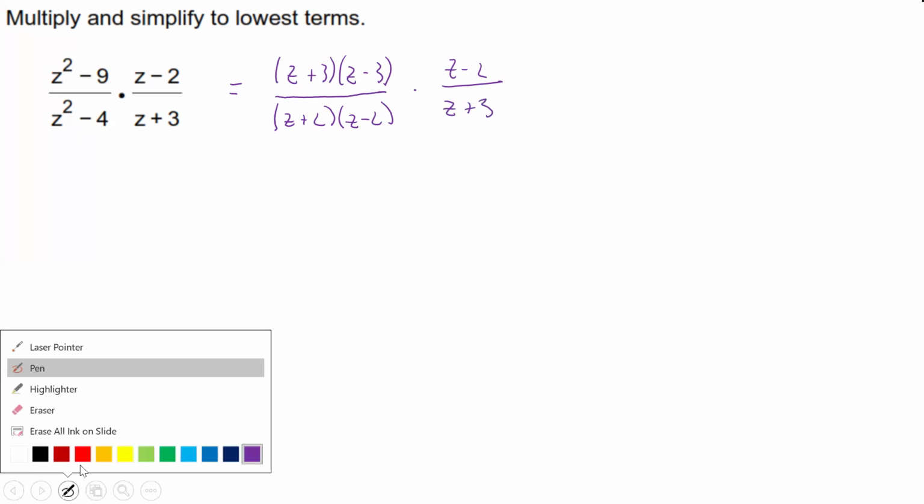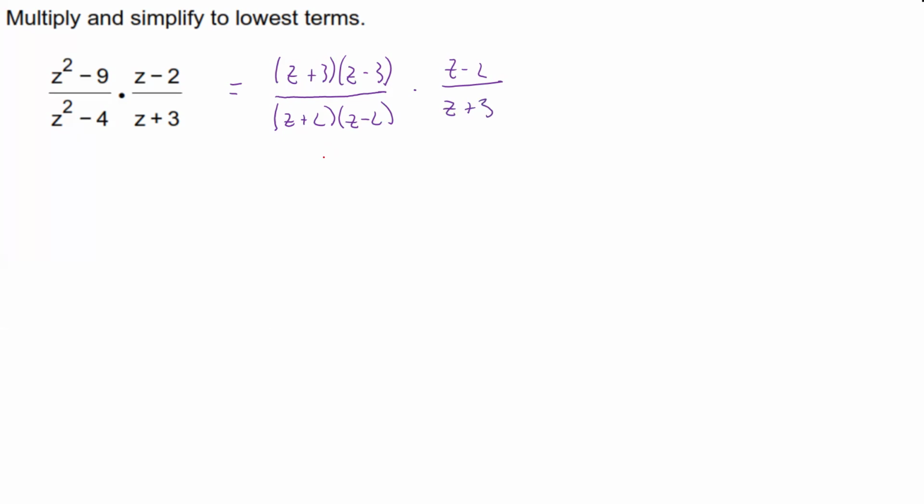Now at this point, again, before you multiply, let's go ahead and cancel. So it looks like we have a z minus 2 cancels a z minus 2, z plus 3 cancels a z plus 3, and then that just leaves us with, looks like, a z minus 3 over a z plus 2. Okay, so you just have that over that.